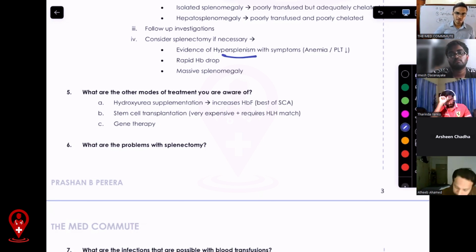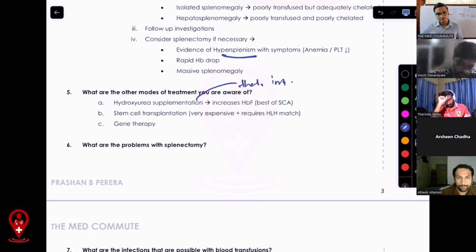Hydroxyurea, this one, guys, is a little bit complex. Just know, especially we like to use this in thalassemia intermedia. What hydroxyurea can do is increase the fetal hemoglobin, HbF. Now, why do we want to increase the HbF in a patient with beta thalassemia? A little bit complex. Let's not discuss into that depth, but just know there is a place for it.